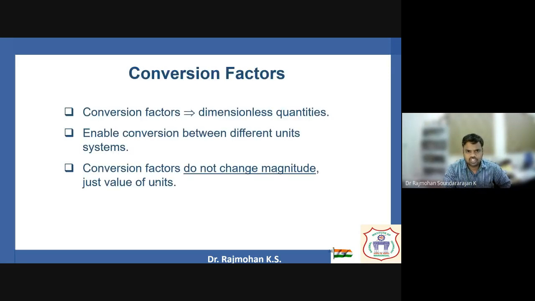So now coming to these conversion factors. Conversion factors are dimensionless quantities which enable the conversion from one unit system to another unit system, and these conversion factors do not change the magnitude, they just change the value of the units. Because the point is, if we have something of this height, the height is the same, only in terms of unit it may be in meters or it may be in feet. It is only changing the value of the unit. That way the conversion factor comes into the picture, but the actual height is the same.